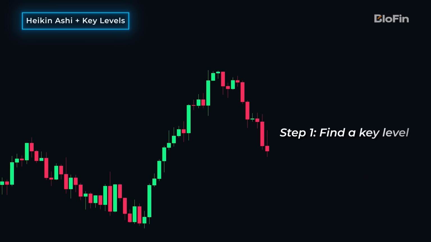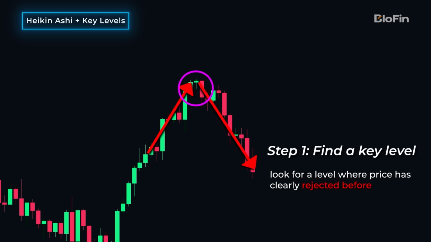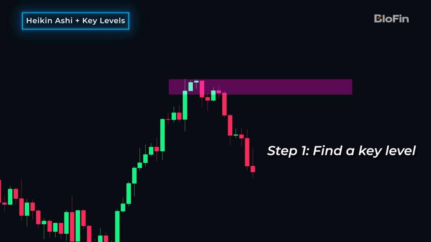The first step is finding a key level, and one of the easiest ways to do that is to look for a level where price has clearly rejected before. So, whenever you see the price move towards a level and then move away from it significantly like this, that's a valid key level, so we can mark it using a rectangle. In this example, it's called a resistance because the rejection is on top.